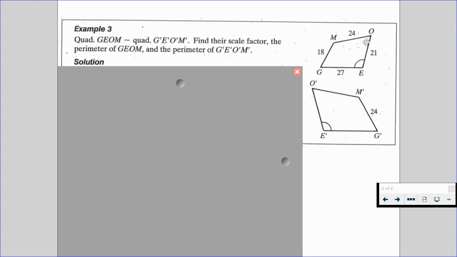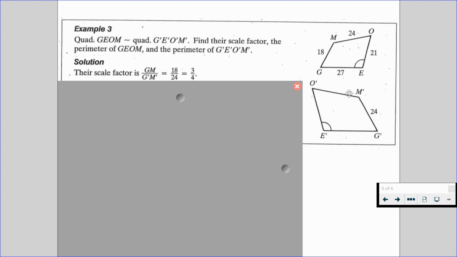Well, let's look at our figures. MO corresponds to M prime, O prime. Let's see, GM corresponds to G prime, M prime. Notice how we have some values here, 18 and 24. And MG over M prime, G prime would be 18 over 24, and we can use that to help us find the scale factor. So GM over G prime, M prime is 18 over 24, which is 3 over 4. Going from the first quadrilateral, GEOM, to the second quadrilateral, the first quadrilateral is 3/4 the size of the second. The scale factor is going to be 3 over 4.